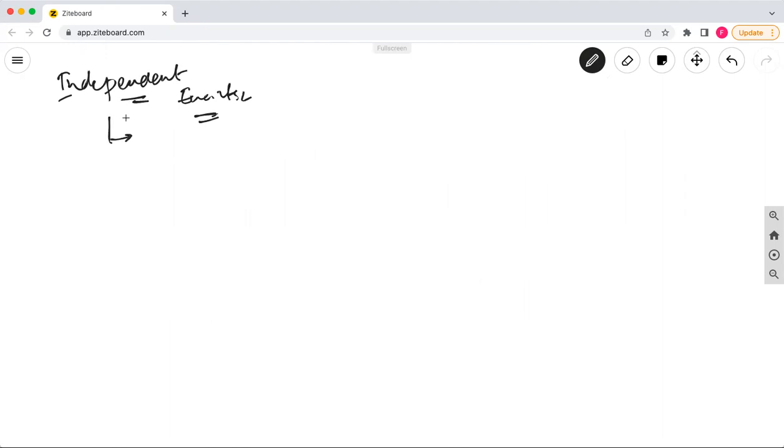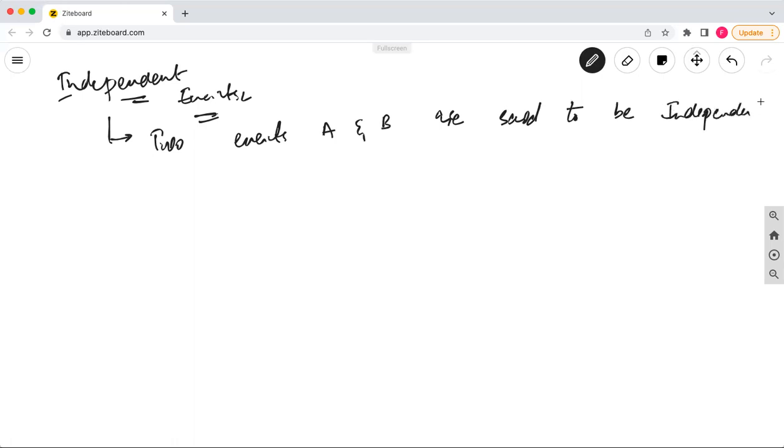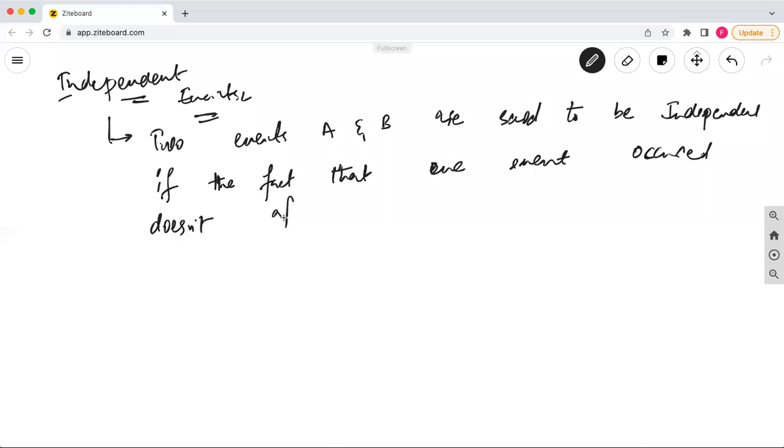How can we define independent events? Two events A and B are said to be independent if the fact that one event occurred does not affect the probability that the other event will occur.